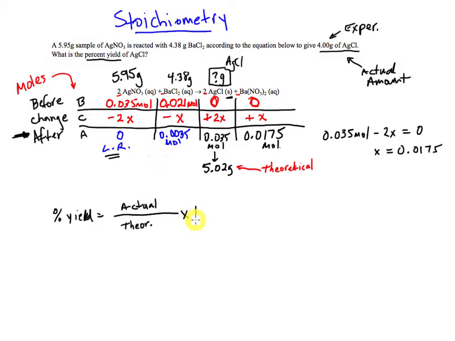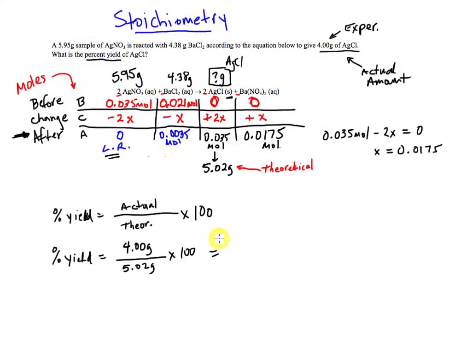I drew a blank there and tried to derive it in my head, so I apologize. But anyway, percent yield: actual on the top, theoretical on the bottom. Theoretical is the mark you're trying to get. Actual is how close you got to that number. So percent yield will be my number of 4.00 grams over 5.02 grams, and I'm going to multiply that by 100. And that will give me my percent yield.